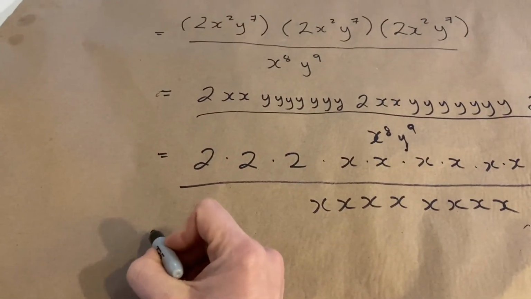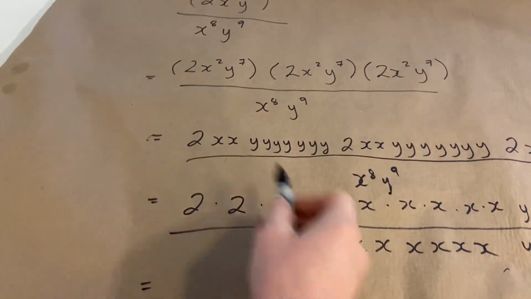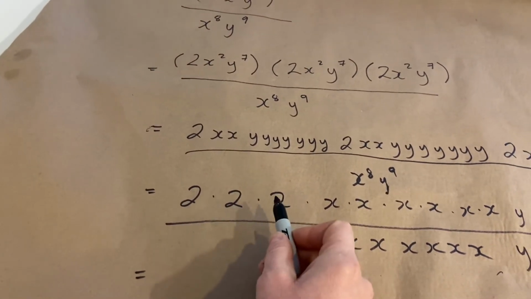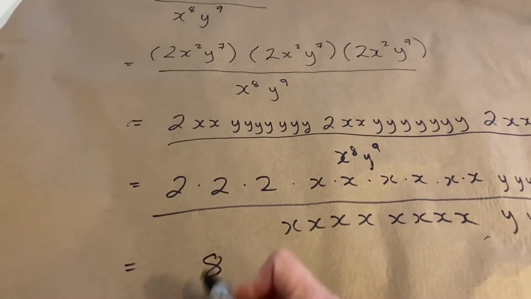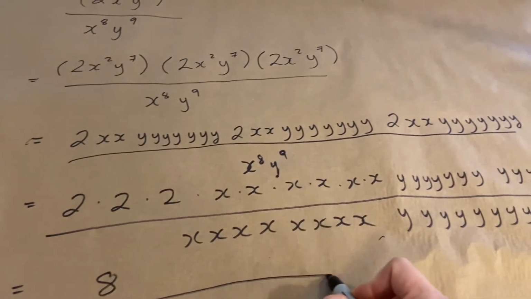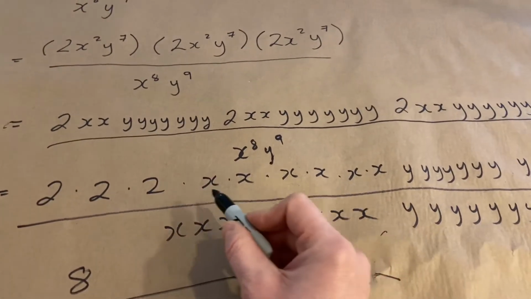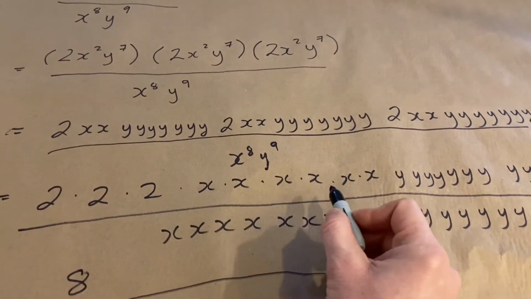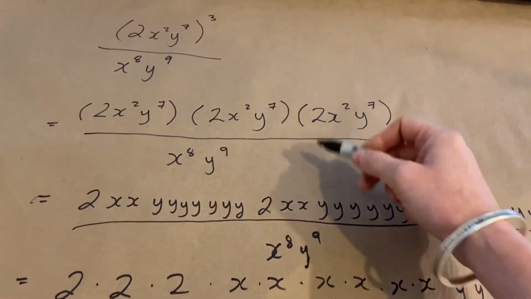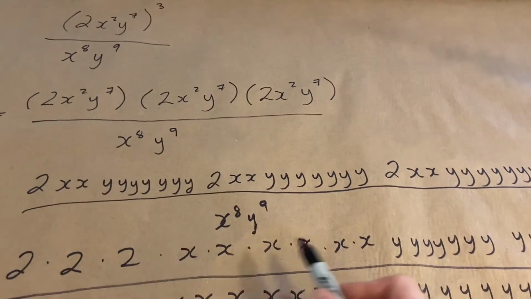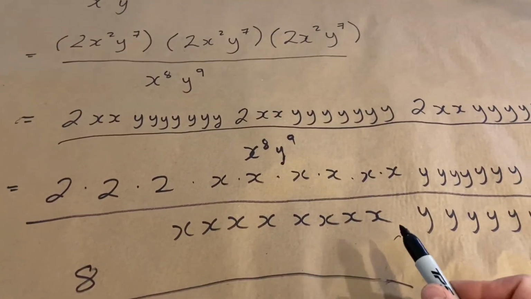Okay? So let's get rid of this messy part. 2 times 2 times 2. 2 times 2 is 4. 4 times 2 is 8. You got that? Now, let's look at my x's. On top, I only have 1, 2, 3, 4, 5, 6. 2 from the first bracket, 2 from the second bracket, 2 from the third bracket. That means I've got 6. On the bottom, I have 8.